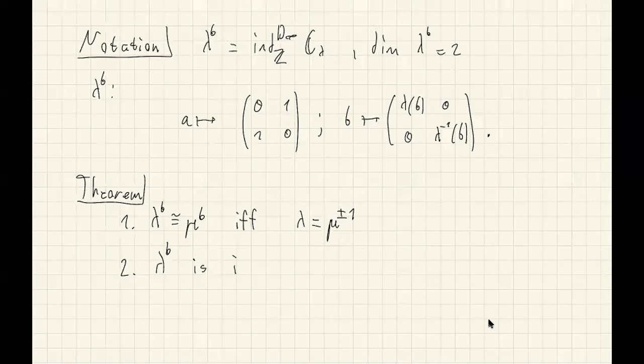if and only if lambda does not equal plus or minus 1. Because if lambda equals plus or minus 1, then b is central, so we can change the basis to make a diagonal. So our induced representation splits into a sum of two representations. So we have just proved this theorem.